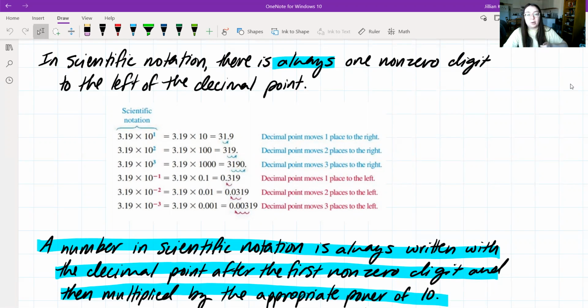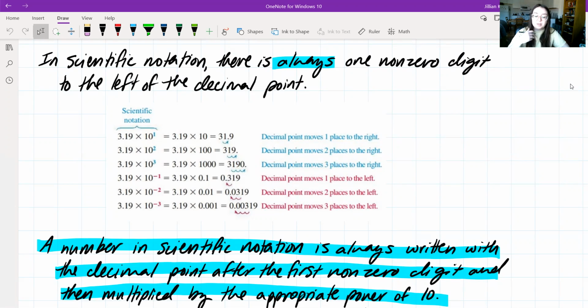So our decimal point is also moving according to our exponent. With negative 1, we had our decimal place move 1 to the left, negative 2, 2 places to the left, negative 3, 3 places to the left. So whatever our exponent is on 10, that's going to be how many places our decimal moves, and then if it's positive, it moves to the right, and if it's negative, it moves to the left.